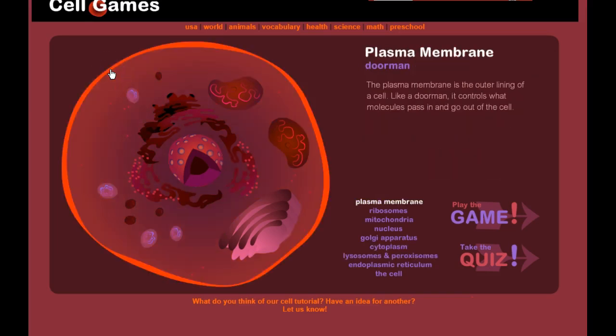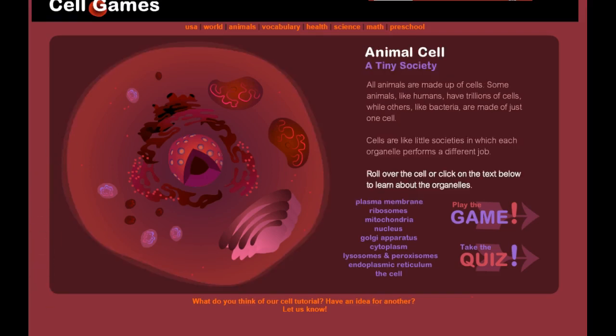There we go. The plasma membrane, well, this is like the doorman. The plasma membrane is the outer liner of a cell. Like a doorman, it controls what molecules pass in and go out of the cell. And of course, this is an animal cell. So let's go ahead and look at the plant cell as well.